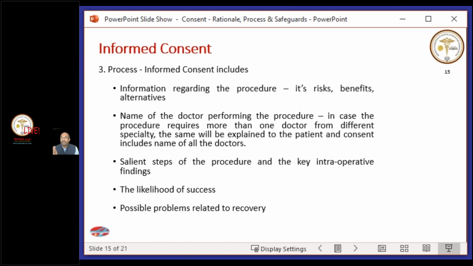The likelihood of success and the possible problems related to recovery. For example, in many of the surgeries, there may be a possibility that ventilator support may be necessary subsequently. In many of the surgeries, there may be pain. In fact, pain would be something that needs to be explained in detail because every surgery will involve some amount of pain. A lot of surgeries may have a lot of treatments. There may be a prolonged rehabilitation that may be required. So all that needs to be included.